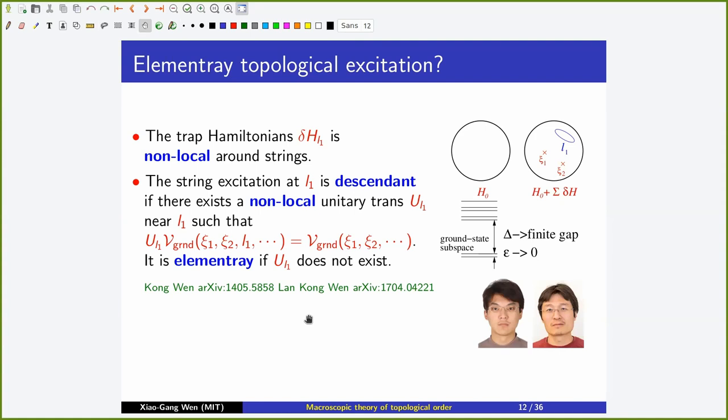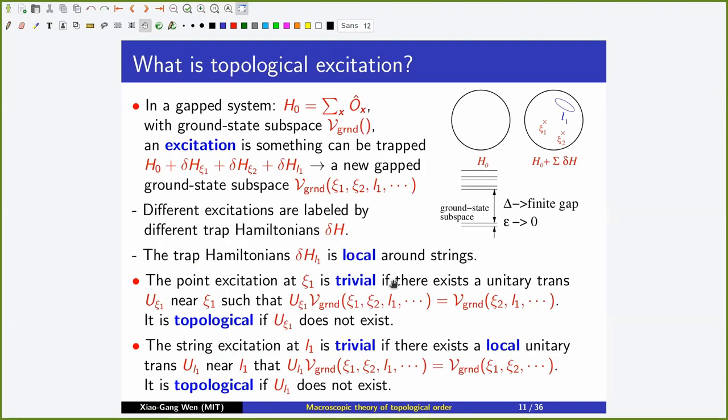Okay. Then there's the subtlety. This subtlety turns out to be very important, and it is still kind of uncomfortable. I think for me, I still feel very uncomfortable. The subtlety appears in higher dimensions. When you have a point-like excitation, we don't have such a subtlety. But when you have a string-like excitation or a membrane-like excitation, there is a subtlety. At the beginning it looks like it's not a subtlety. That is the trap. When you have a string excitation, my trap Hamiltonian should be a local Hamiltonian around this string. That's very natural. We deform this local Hamiltonian among local Hamiltonians. That deformation class is also a local Hamiltonian. This seems very natural.